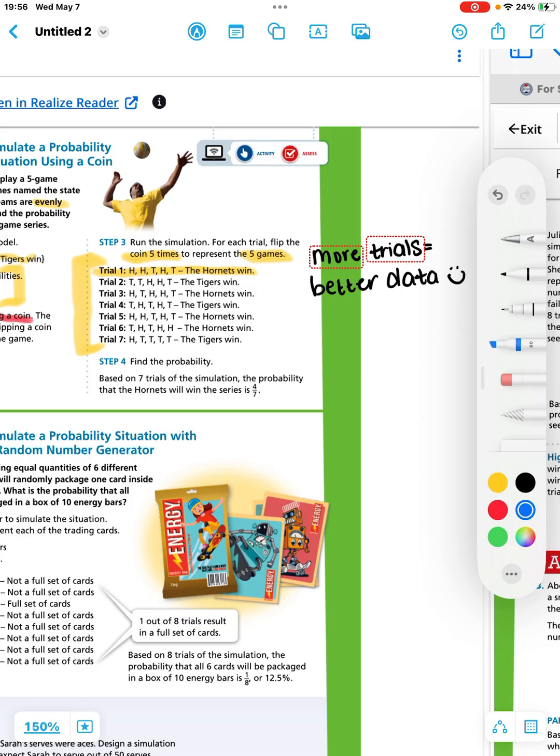Now, this could change. This is not a set probability. We are not guaranteed that the Hornets will win the series. This is just an educated guess. Without actually performing the experiment, we do not know for sure. Which does bring us over to example number 3, and it's try it.